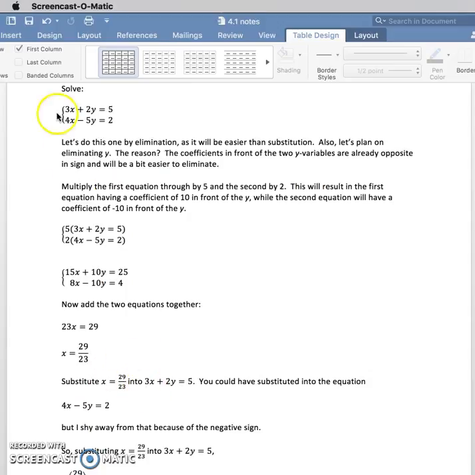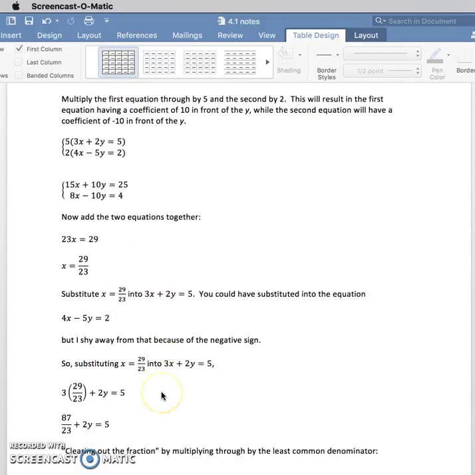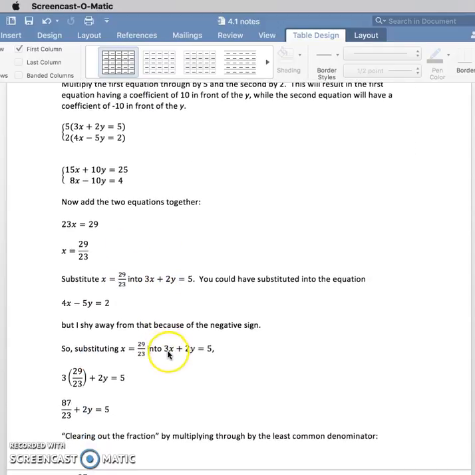Substitute that into either one of the equations. I prefer the first equation because if I was to sub in 29/23 for the second equation, then I would have to be contending with a negative value later on, so I'd just as soon avoid that if I can. Fractions and negatives I try to avoid wherever possible. So substituting it in, here we go.